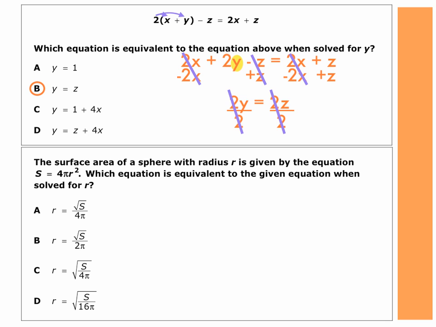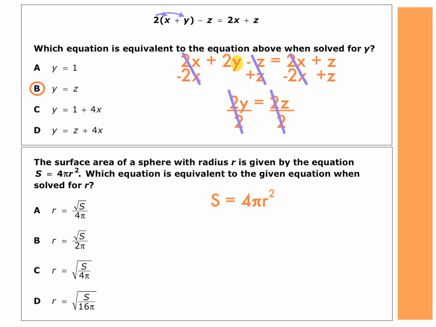The next example says the surface area of a sphere with radius r is given by the equation s equals 4 pi r squared. Which equation is equivalent to the given equation when solved for r? So I'm just going to rewrite the equation so that I have room to work. My goal here is to get r by itself.